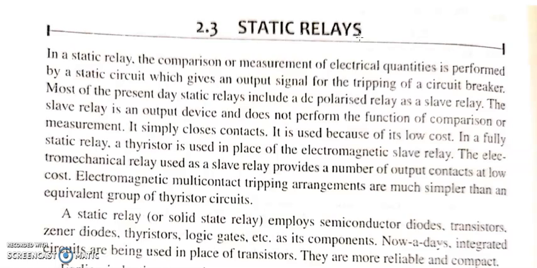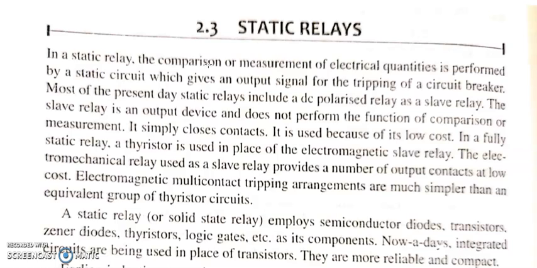So nowadays static relays usually use a DC polarized relay, like I told you earlier, which acts like a slave relay. Its only function is to what? Close or open the circuit. So it does not function like comparison, like I told earlier. It doesn't make comparison. It always closes or opens the circuit. So it is called a slave relay.